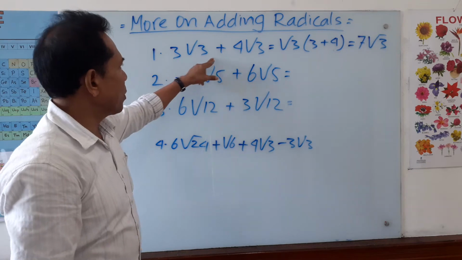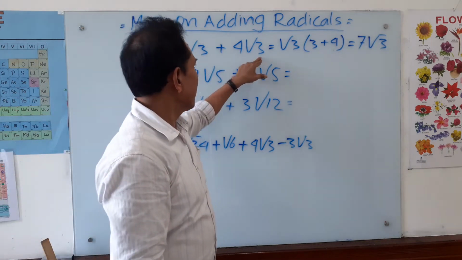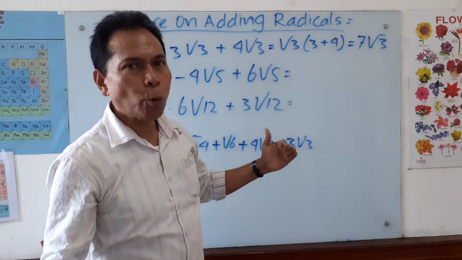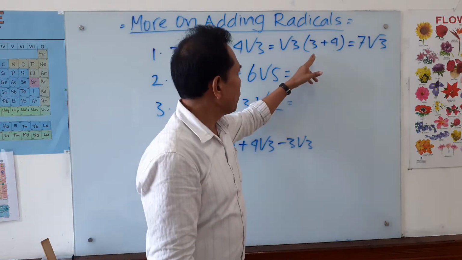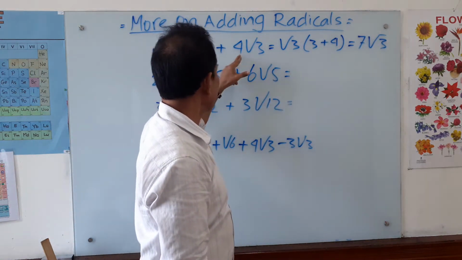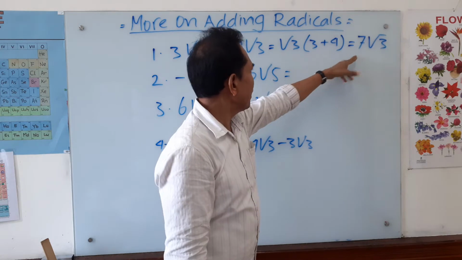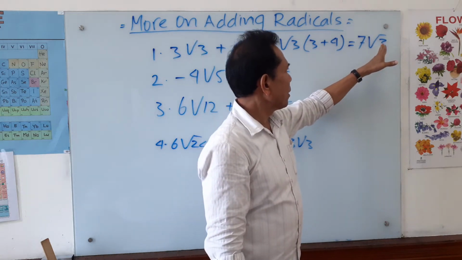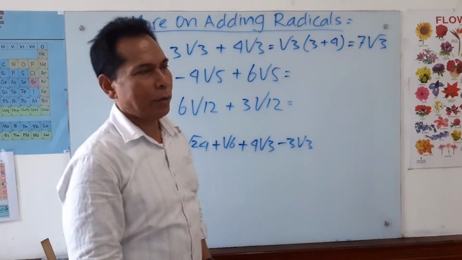3 square root 3 plus 4 square root 3. The radicals are the same. So we add them right away. 3 plus 4, 3 here, 4 here. 3 plus 4 is 7. We bring here square root 3. So 7 square root 3.